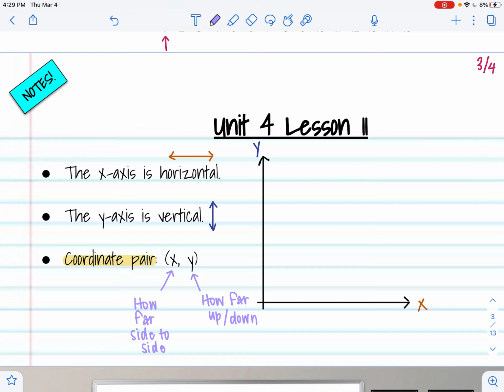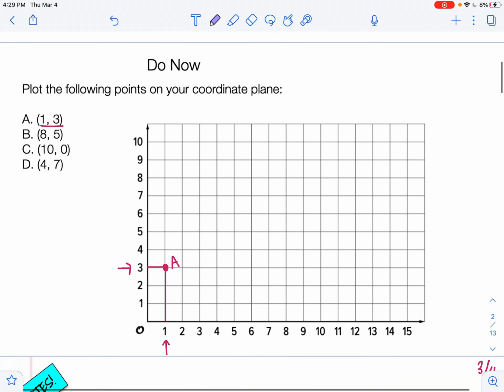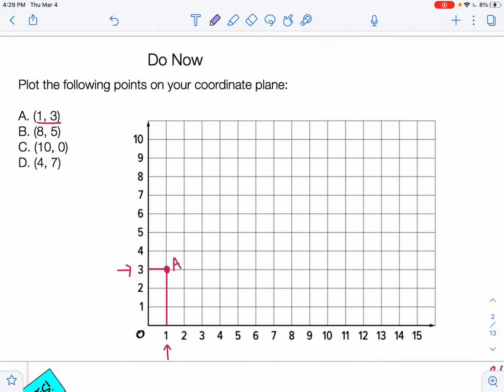Take a second, pause this video if you need to, and make sure you have these notes in your notebook. It's going to be really helpful as we move through all of our lessons about graphing coordinate pairs. Let's return to the Do Now questions for some more examples.